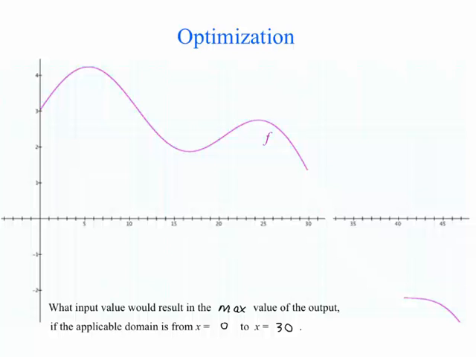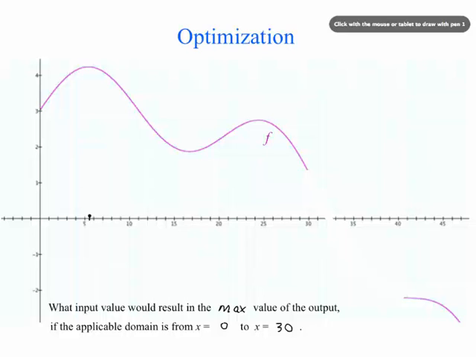So what do you think? What value of input, and we're just estimating here to get the idea, would result in the max value of output if the applicable domain is from 0 to 30? I hear 6, 7. 6 or 7, that's right. 5, 6, 7, somewhere in there. It's actually like 5.5.